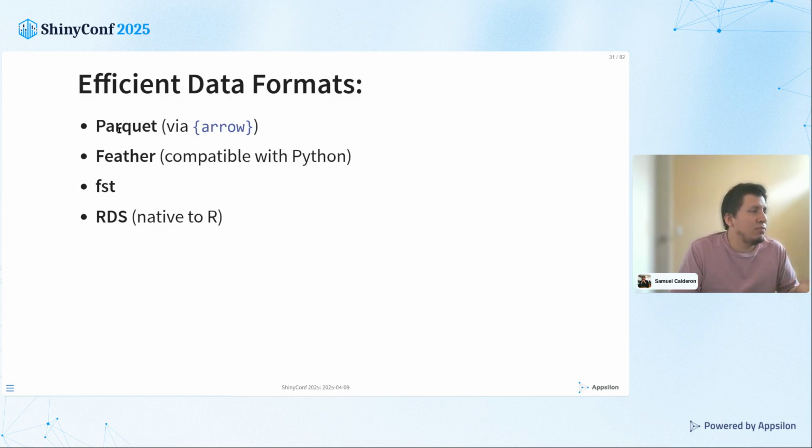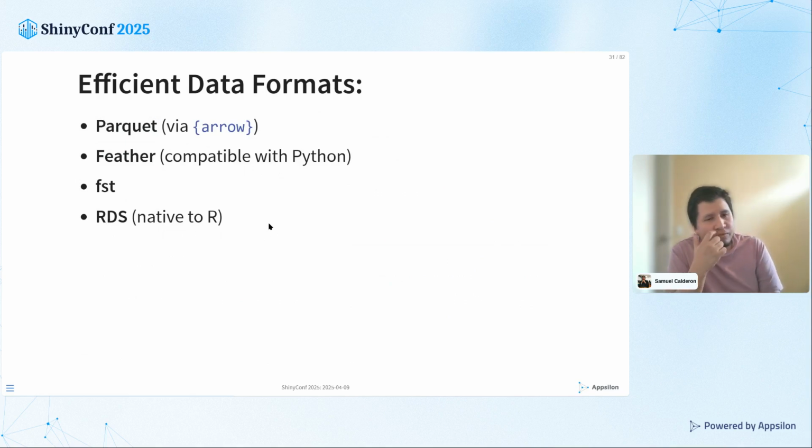So, Parquet files, you have Feather files which are compatible with Python, meaning both Python and R will be able to read the same file. We have this FST format, and we have the RDS, which is native to R. I am including this to have a wider comparison.